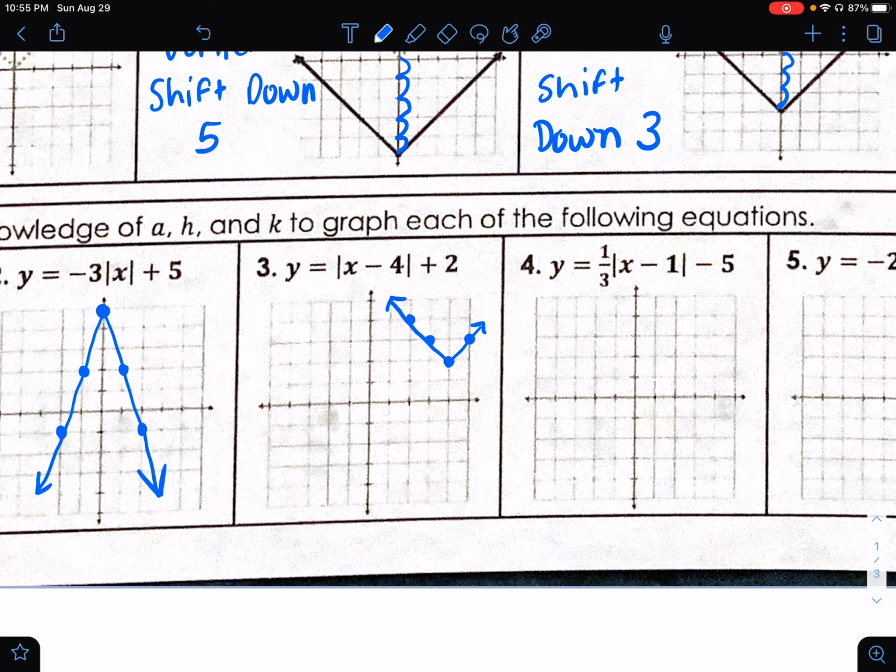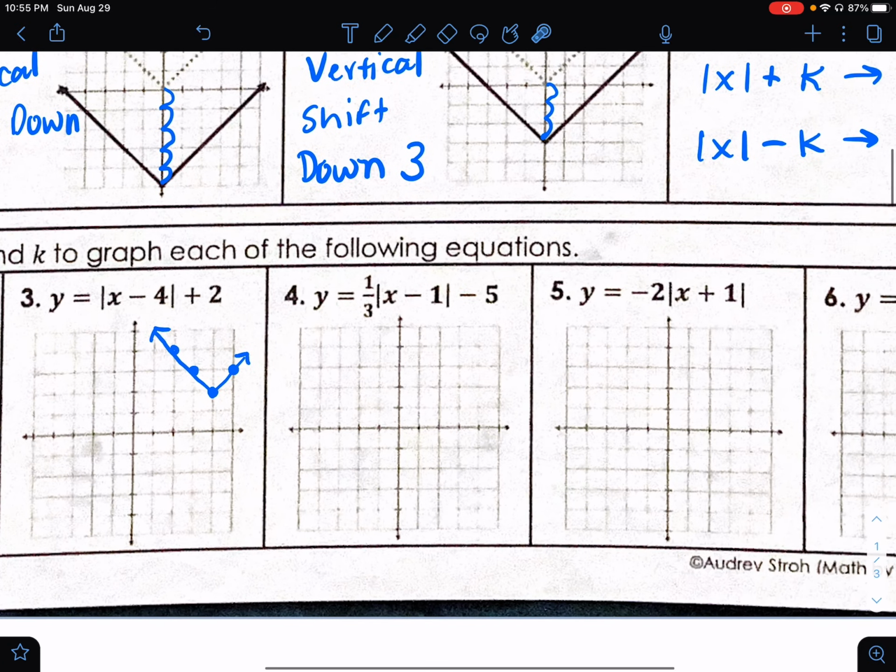I am going to be kind of nitpicky about y'all's graphs from now on. Like this graph should be continuing on. We should have these arrows on the ends. Make sure that when y'all are doing your graphs that you're doing that.